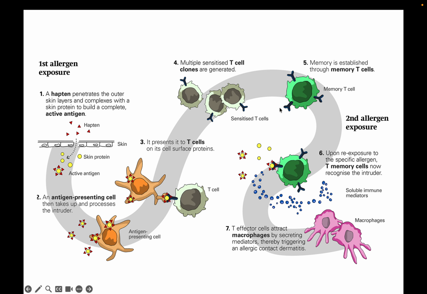Of course, you create a memory T cell response. After your second allergen exposure, these haptens bind again to your skin protein, making it much easier to be recognized by your memory T cells, and they start to produce a lot of different molecules that can be very toxic to us. This is what happens with contact dermatitis.